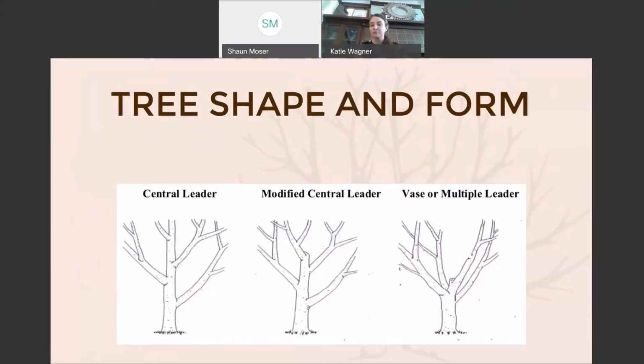Now we've gotten rid of all that stuff. Dead, disease, dying, or 3Ds, right? Stubs, out of place, our water sprouts, our suckers. Now we have some decisions about how we want to prune to get the forms of the trees that we're looking for. Let me catch up on my notes a little bit.